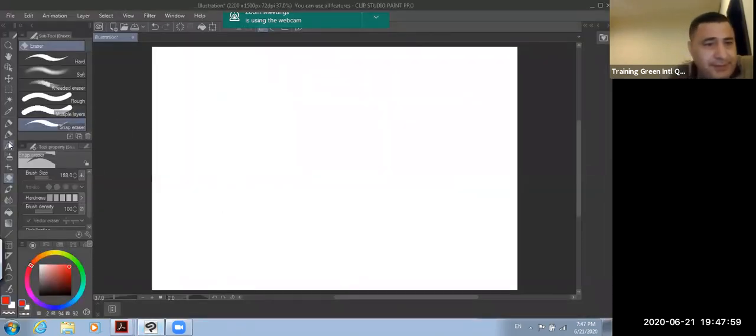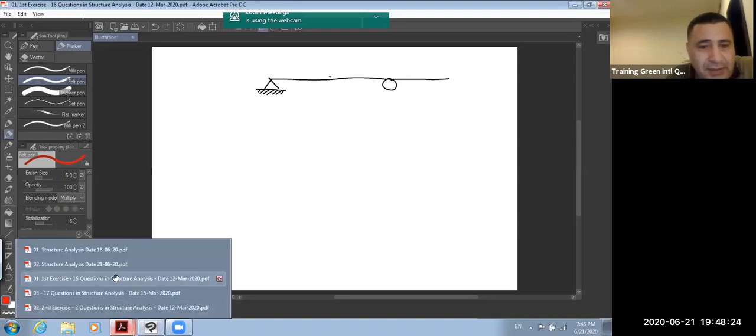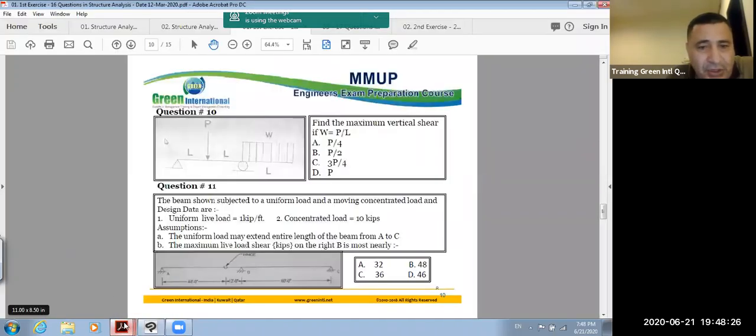Okay, let us see. First of all, you have a beam. This beam is like that. What is this support, guys? This support is a roller support. And this support is a hinged support. I believe it's like that. Yes, see? Hinged and roller support.